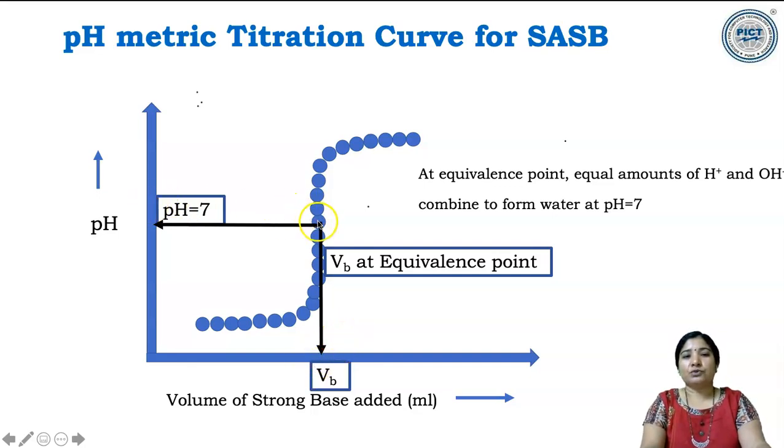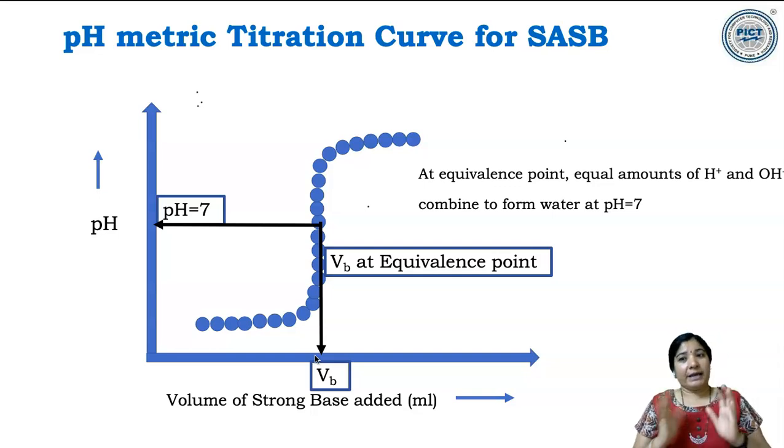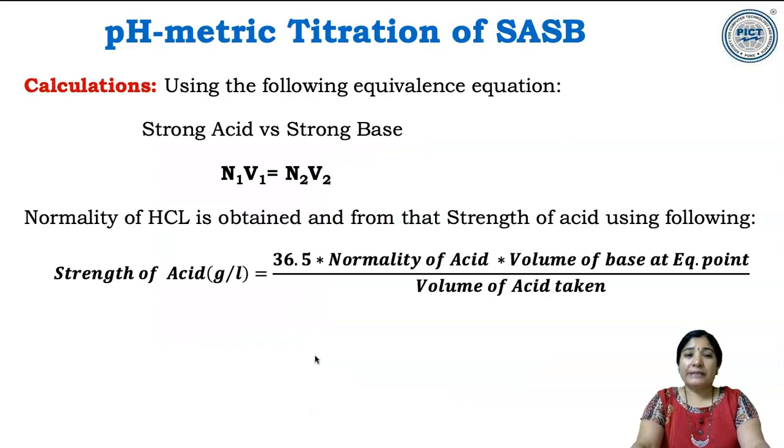So at pH equal to 7, the volume of base we get will be the volume of base at the equivalence point, because at the equivalence point the value of pH is equal to 7, as equal amounts of H+ ions and OH- ions combine to form water. Once we get that, we note down the volume of base at the equivalence point, and then using the equivalence equation, that is N1V1 equal to N2V2, we can calculate the normality of acid.